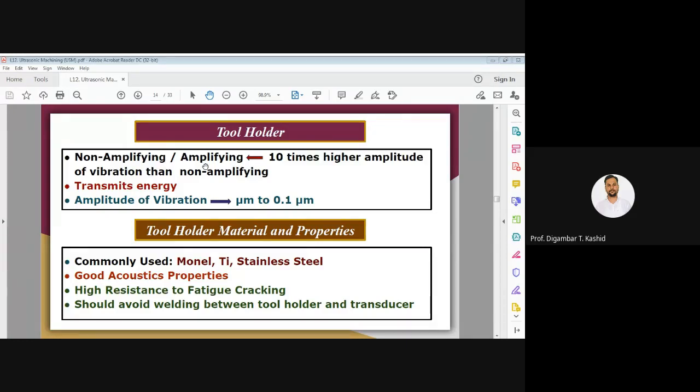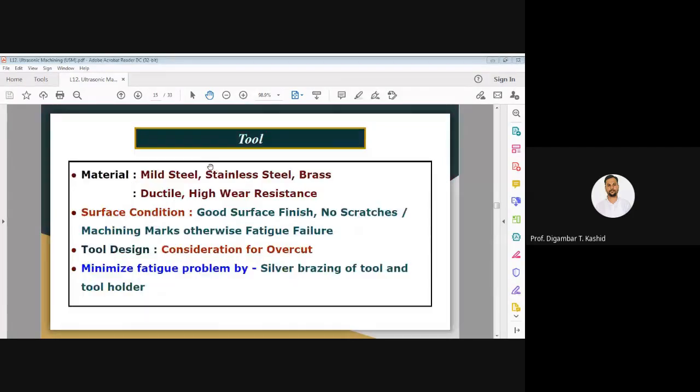Then another point is the tool holder material and its properties. Commonly used tool holder materials I have mentioned here: Monel, titanium or stainless steel. These are the materials we can use for the tool holder because they have good acoustic properties and resistance to fatigue cracking. It should also avoid welding between your tool holder and transducer during working. Now the tool material. Normally you can use tool materials like mild steel, stainless steel, brass.